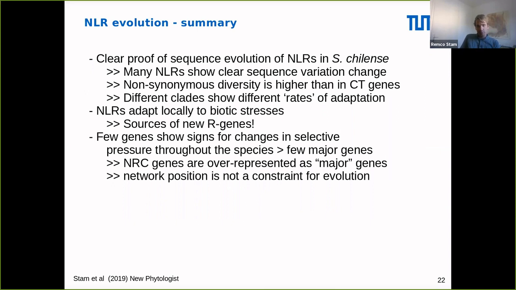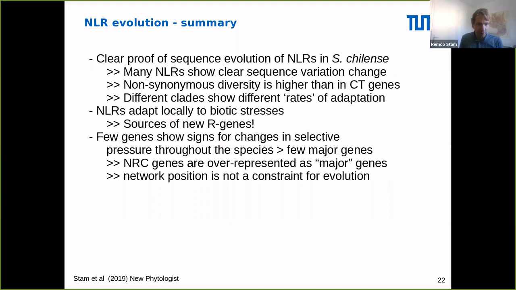Many NLRs show a lot of variation, but definitely not all of them. It's not the case that all the NLRs are evolving all over the place all the time, but the non-synonymous diversity is definitely higher than normal for all genes. The different clades show different rates of adaptation. This also means that if you want to look for something specific, you definitely have new sources of R genes here, because our NLRs really locally adapt to biotic stresses. But there are only very few genes that show signs of these changes throughout the whole species.